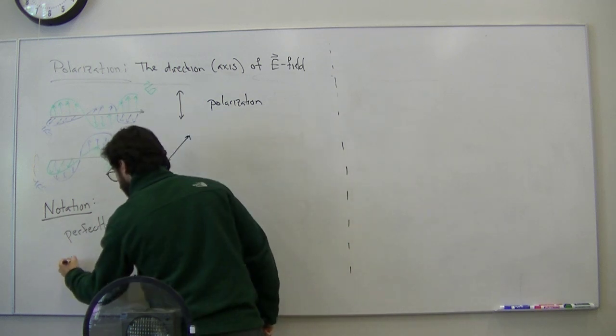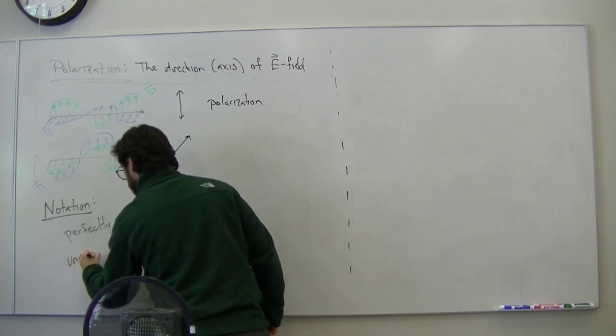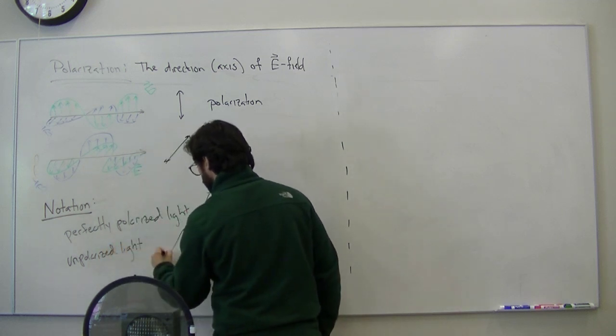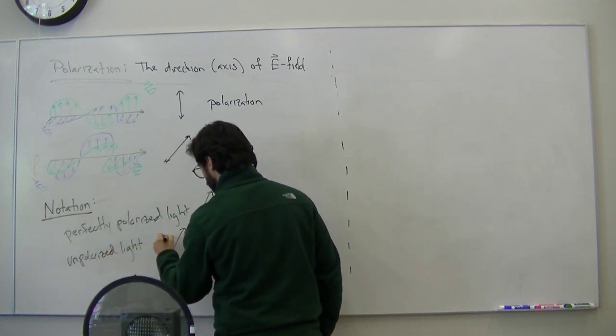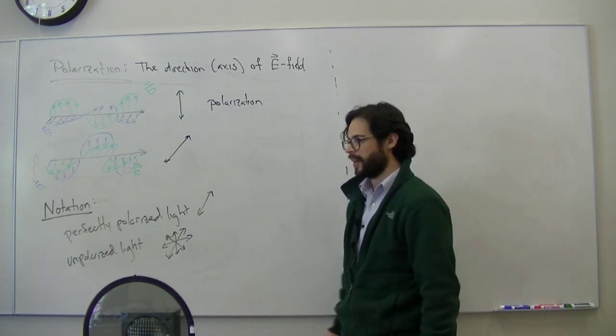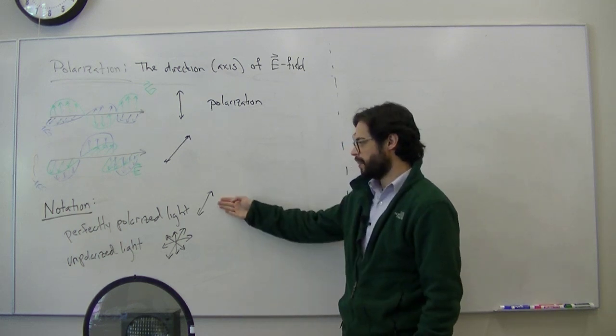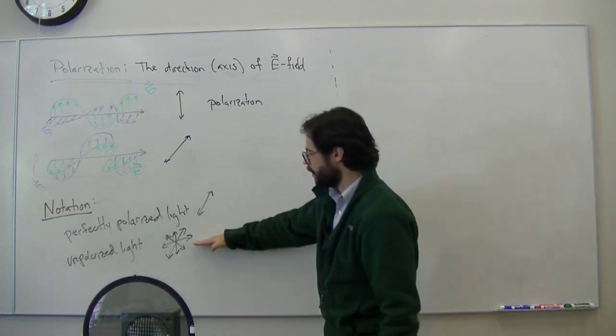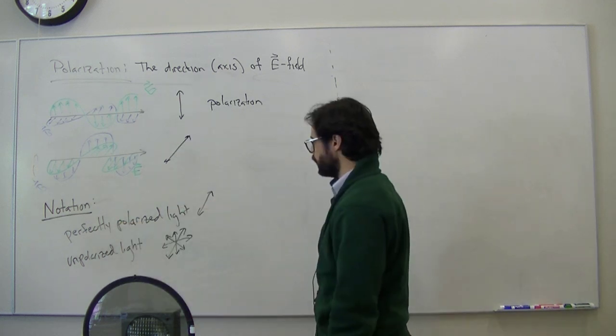Unpolarized light. And this is what you get from the sun or a light bulb or something like that. Again, something that makes light by just banging atoms into each other. It's got no preferred direction. It's actually really hard to make perfectly polarized light from the get-go. What you have to do is take this and then polarize it, which is what we're about to do.